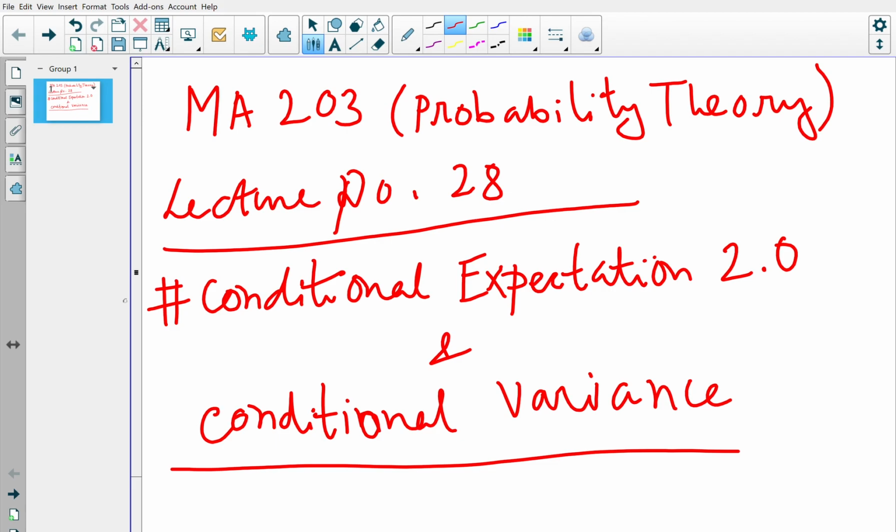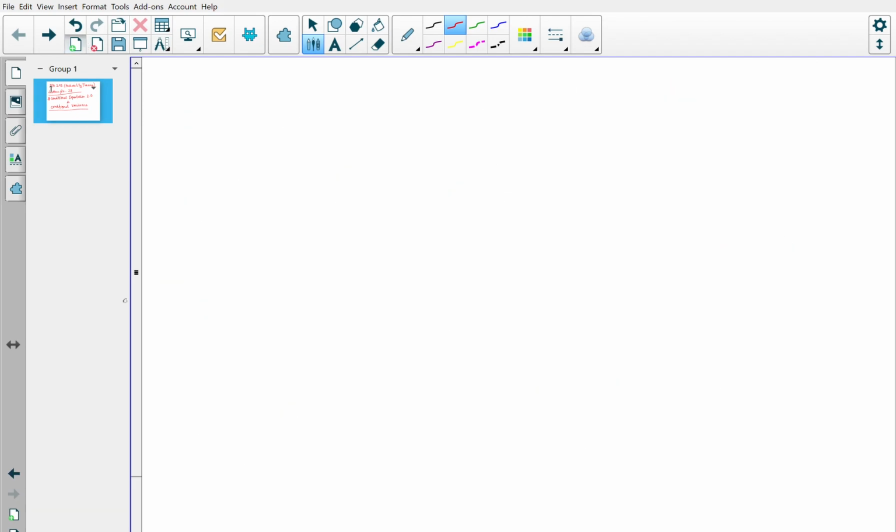Hello. Today we are going to learn some more properties of conditional expectation and then the new topic, conditional variance. That's why the name of today's lecture is Conditional Expectation 2.0 and Conditional Variance. Now let me start with recalling what conditional expectation was.